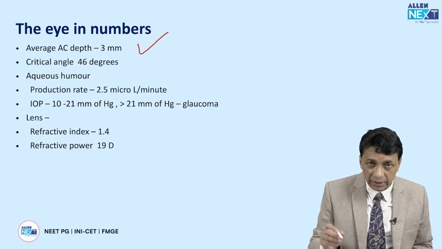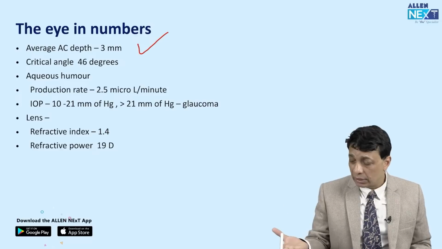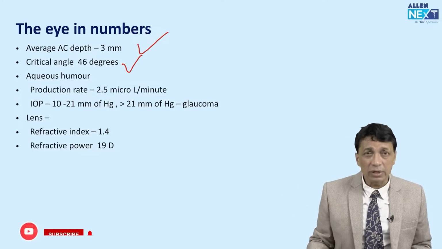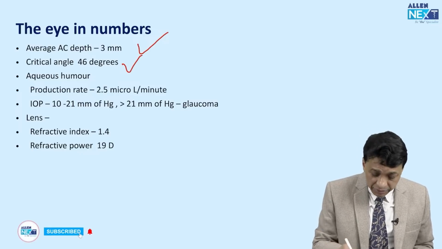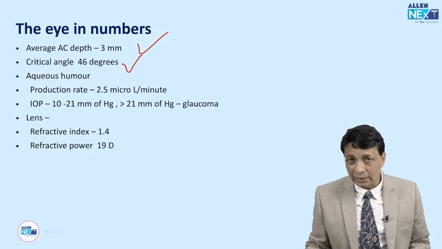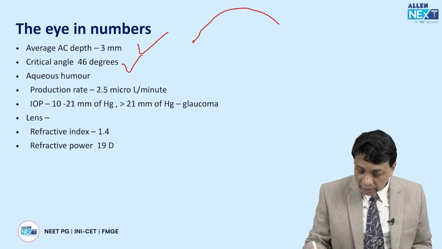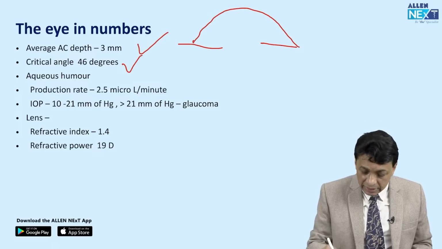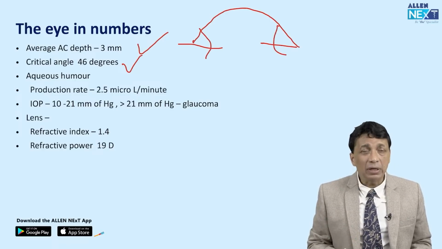Then what about anterior chamber numbers? Average AC depth is about 3 millimeters, but remember you can have a shallow AC, you can have a deep AC. Critical angle is 46 degrees. Remember, this is sometimes asked because what is the critical angle? So you see, this is the cornea and this is the iris, okay? Now we cannot see the angle. Why we cannot see? This is the angle, iris and cornea. Why we cannot see the angle?